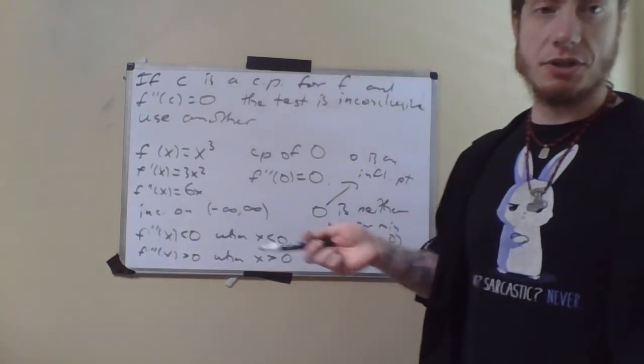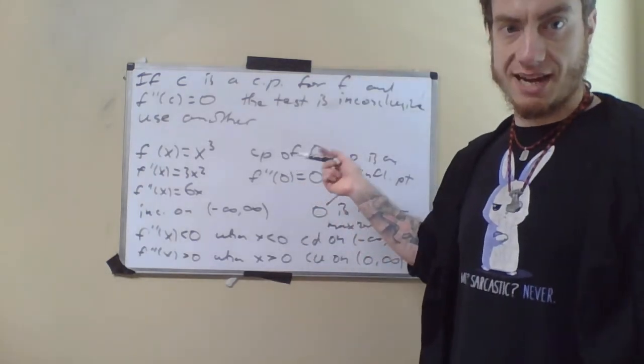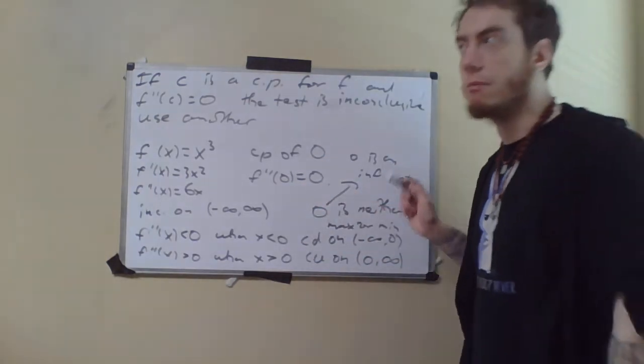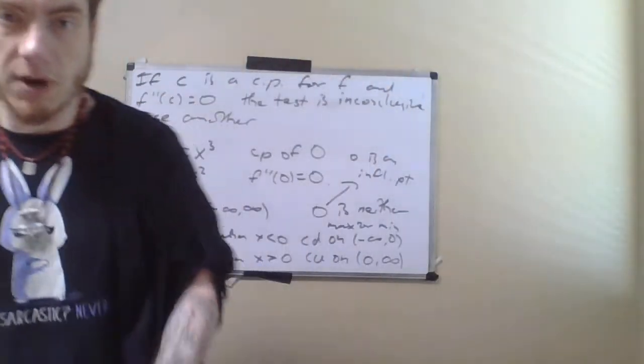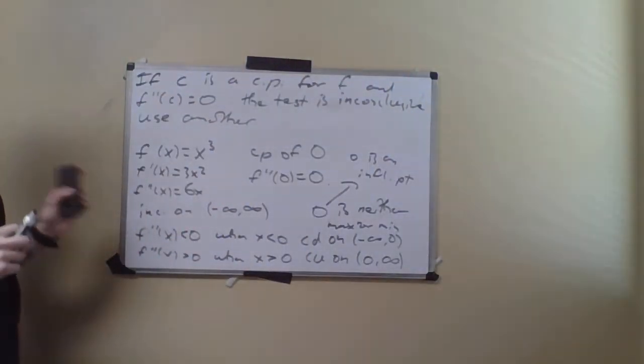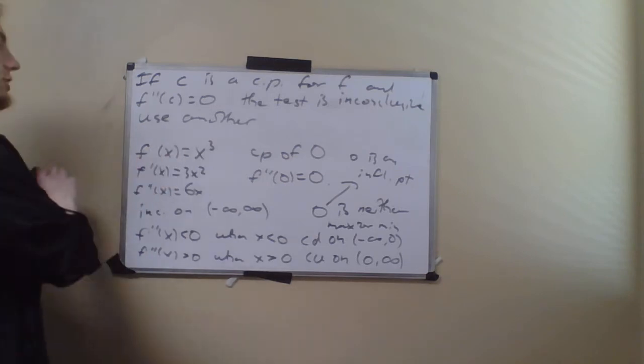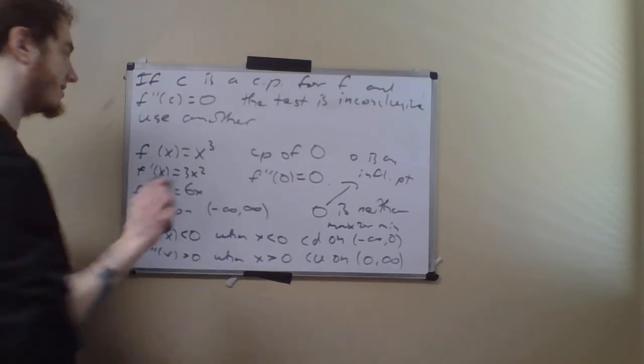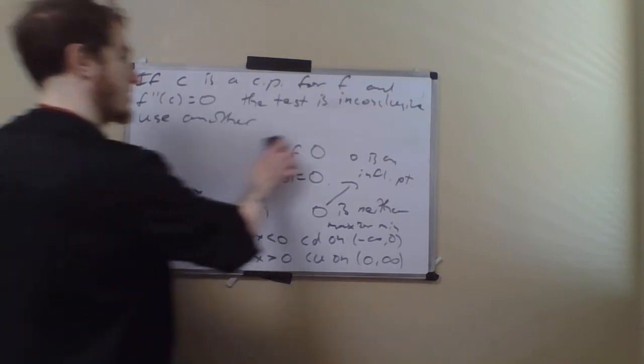Now you might wonder, does that mean that if it's 0, it's neither a local maximum nor minimum? No. The second derivative could be 0, and yet it's still a local maximum or minimum. So I want you to take a minute to think about this and see if you can figure out what happens with this example.